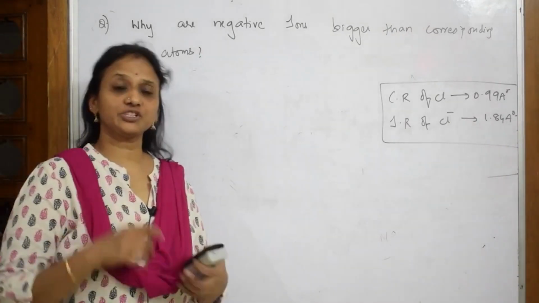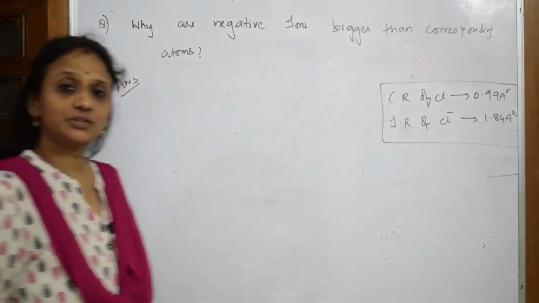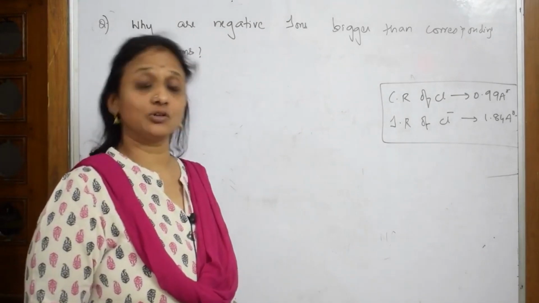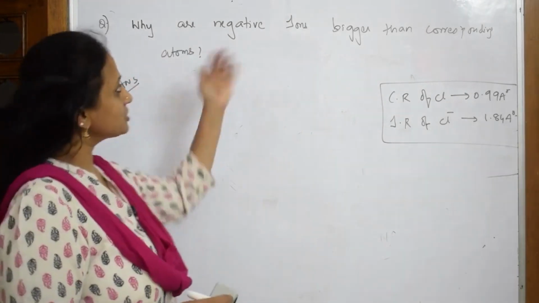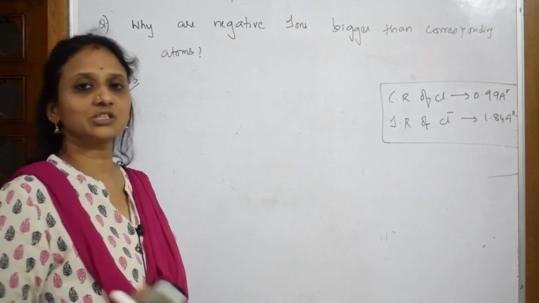Right. Now, one more question based on the size. In the earlier question, what did we learn? Why is a metal ion, a cation, smaller than its corresponding atom? Suppose this question is given in the same way, but we are talking about an anion.